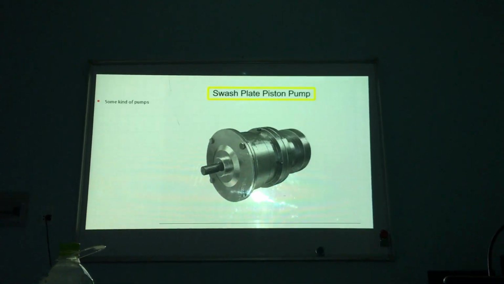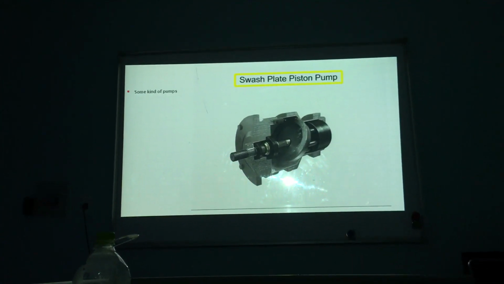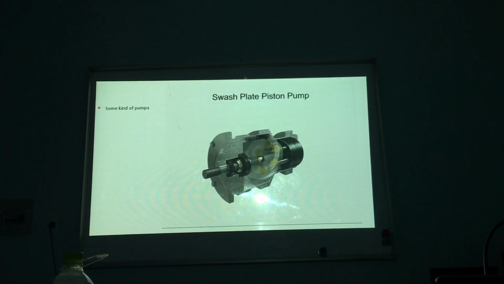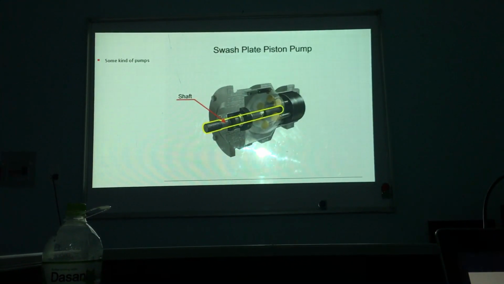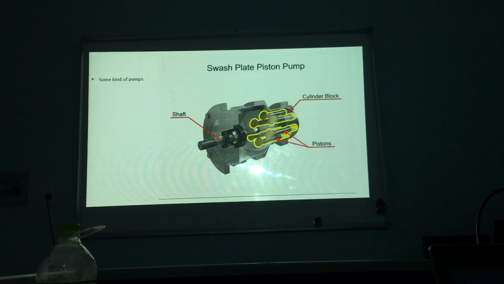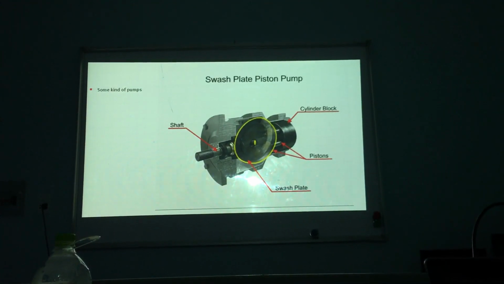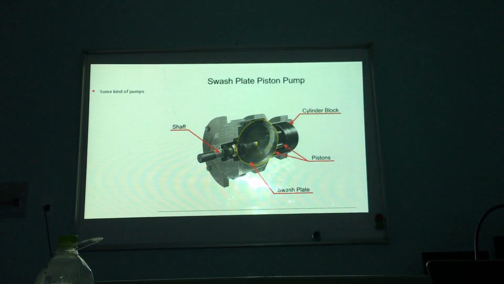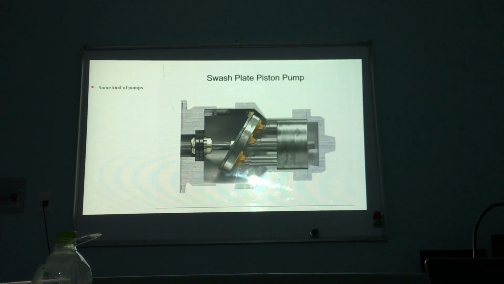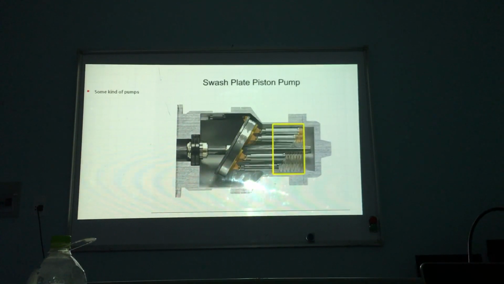And then we go to piston pumps, which come in many different forms. Swash plate devices are used to translate the motion of the rotating shaft into the reciprocating motion of the piston. Swash plate piston pumps have a rotating shaft connected to a cylinder block containing pistons which press against a stationary swash plate that sits at an angle to the cylinder. As the shaft rotates, the pistons move against the swash plate, causing them to reciprocate within the piston block.